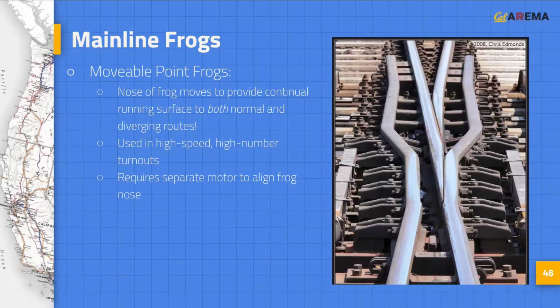Movable point frogs are equipped with a movable frog nose, allowing the frog to provide a continuous running service to both normal and diverging routes. As a result, these frogs are more common in high-speed, high-number turnouts where both normal and diverging routes must operate at maximum speed. These turnouts must be equipped with a separate motor to align the frog nose and are more maintenance-intensive than traditional frogs.